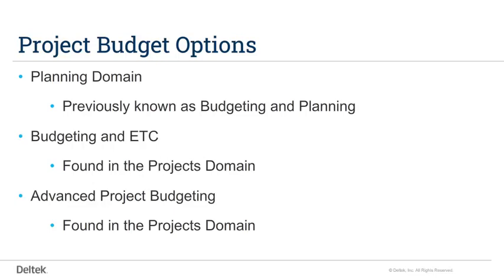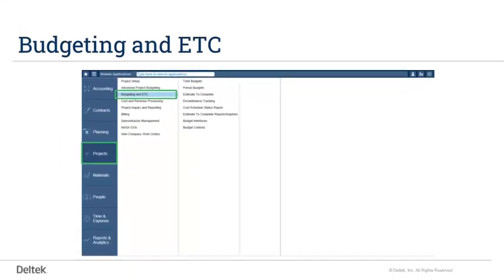The choice between budgeting and ETC and advanced project budgeting is available in the Configure Project Settings screen. Once this is selected, it is not advised to change the setting. In this video, we will cover the budgeting and ETC and advanced project budgeting sections in the projects domain. We will start with the first budgeting option in the projects domain, budgeting and ETC.